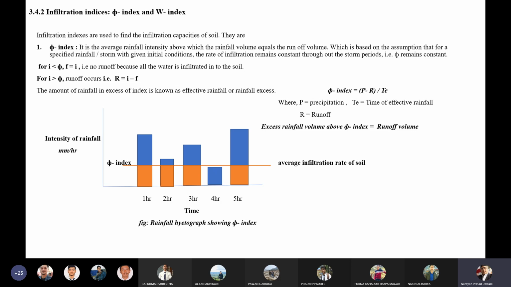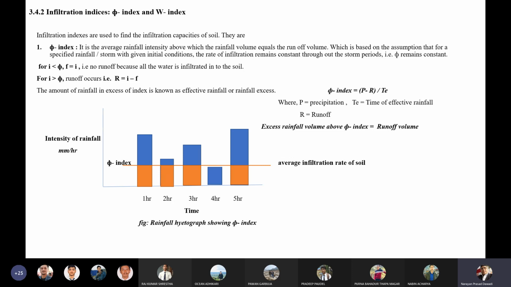Now, the phi index is the average rainfall intensity above which the rainfall volume equals the runoff volume, which is based on the assumption that for a specified rainfall, the rate of absorption is constant. According to Horton, the rate of infiltration is higher at the starting time of the rainfall. But when the rainfall continues, the rate of absorption of the soil reduces exponentially, and after full saturation of the soil, the rate of infiltration becomes constant at the value of Fc.